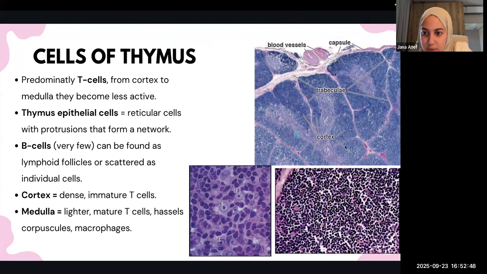Is it necessary that the dark part is always active and the light part is less active? Although in the lymph node, it's the opposite. Good question. We're gonna come to it when we do the lymph nodes. I get what you mean, but let's see in the lymph nodes and let's see if you understand it more.